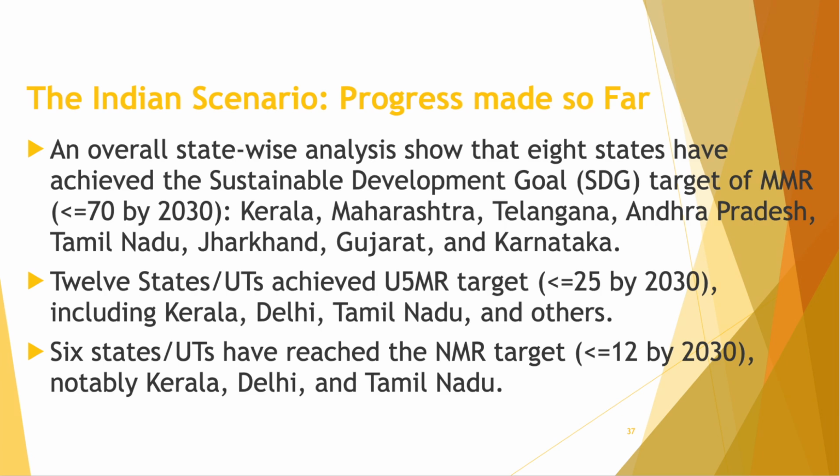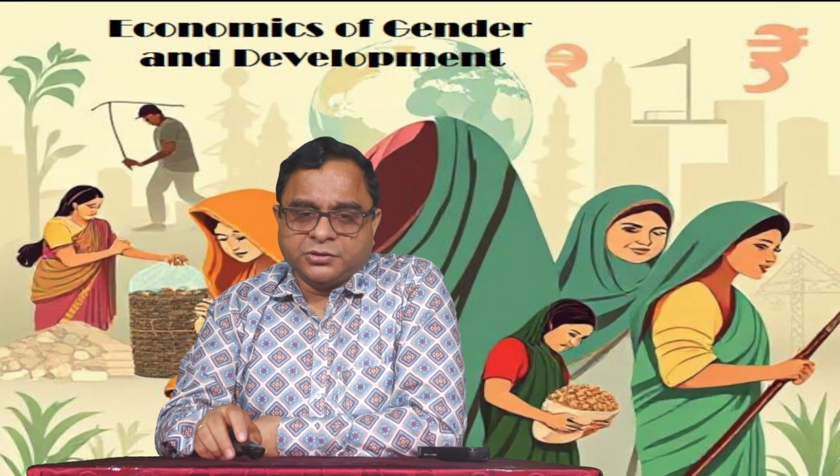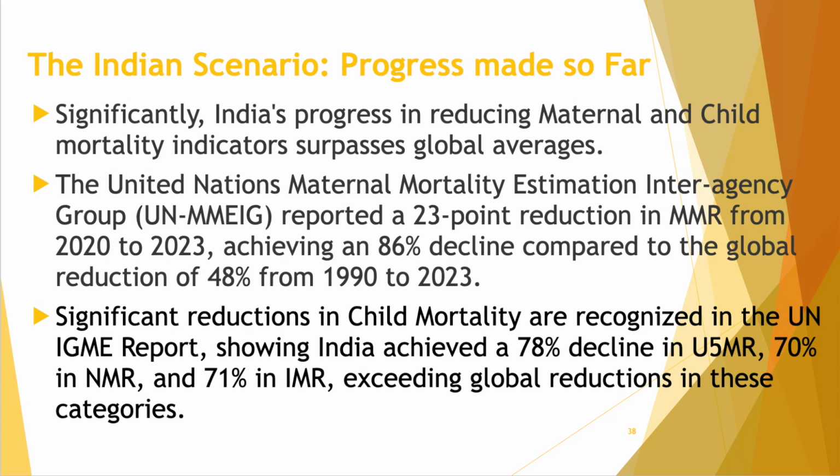12 states or union territories achieved the under 5 mortality target, that is less than 25 by 2030. These states include Kerala, Delhi, Tamil Nadu, and others. And 6 states or union territories have reached the NMR, neonatal mortality rate target, which was less than or equal to 12 by 2030, and these states include Kerala, Delhi, and Tamil Nadu. So significantly, India is making progress in reducing maternal and child mortality indicators.